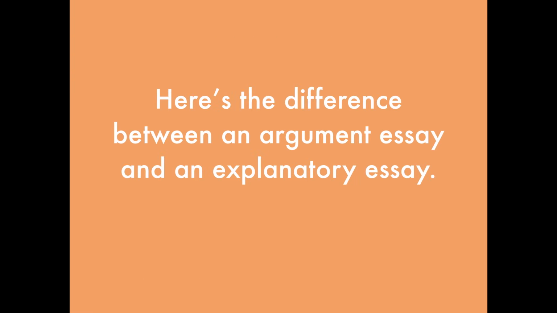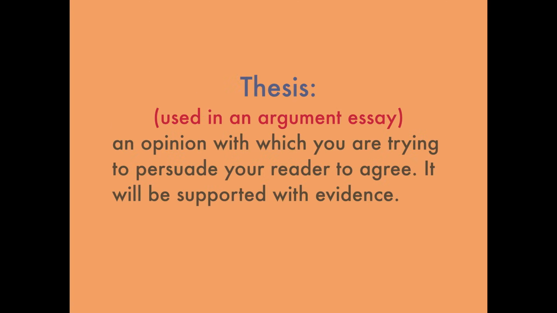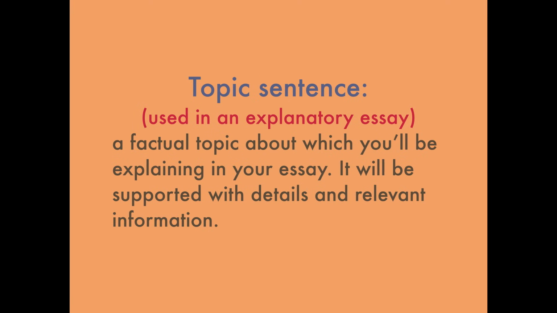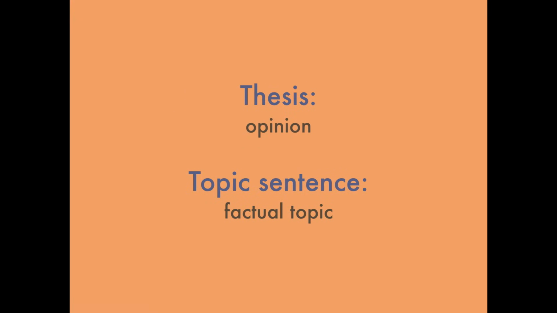Let's make a quick distinction between those two kinds of essays. An argument essay, sometimes called a persuasive essay, contains a thesis. It's an opinion that you'll be supporting with evidence. On the other hand, an explanatory essay, sometimes called expository or informative, uses a topic sentence. It's a factual topic that you'll be explaining more about in your essay. Yes, these two things are different. A thesis is an opinion, while a topic sentence is factual, but the organization around them is pretty much the same. But be sure you know what kind you're supposed to be writing.